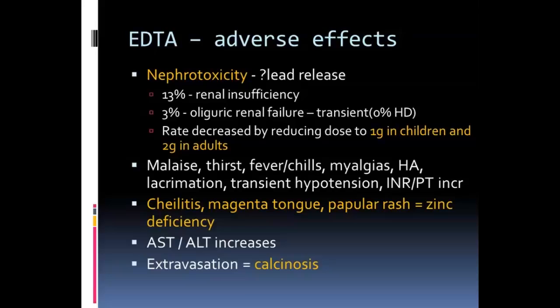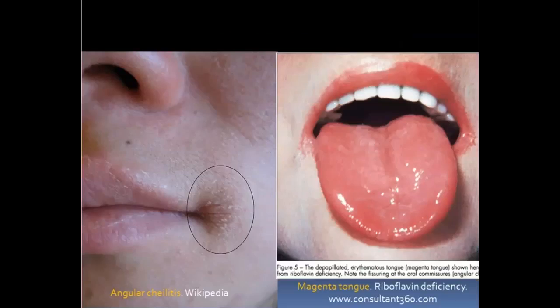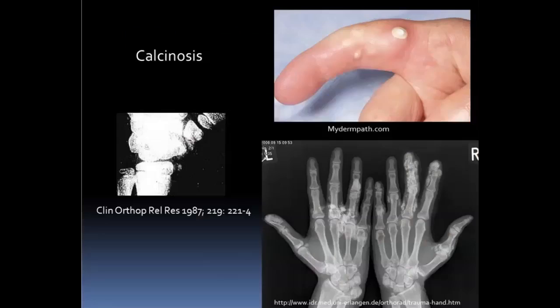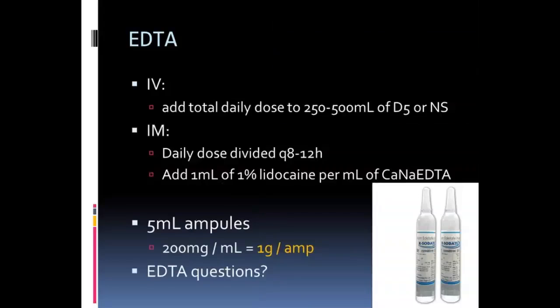Another interesting thing is if it extravasates, it can cause calcinosis, which is essentially just buildup of calcium in the subcutaneous tissues. So here are a couple of images of those. This is cheilitis, on the left: the cracking and dry skin on the corners of the mouth. Magenta tongue, this is an image from riboflavin deficiency, but it appears the same. And these are images of calcinosis from other medical disorders, but understand that if EDTA extravasates, it can cause buildup of calcium in the subcutaneous tissues. So it's just something to be aware of. It's one of the unusual side effects.